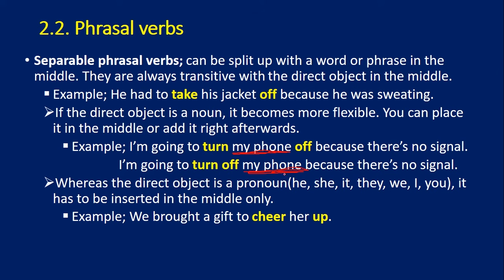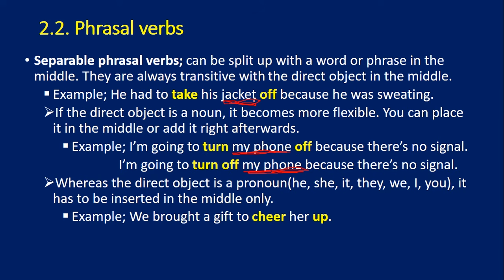For example, a second example: he had to take his jacket off. Jacket is a noun. It's not a pronoun. So if we put this noun after take off: he had to take off his jacket because he was sweating. This makes sense too, doesn't it? So as long as the direct object is a noun and not a pronoun, it can come in the middle, or after, when the verb is separable.